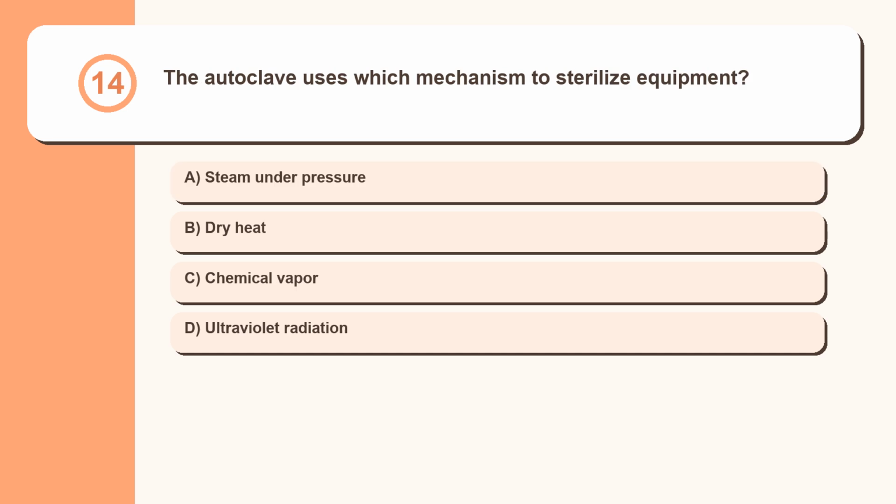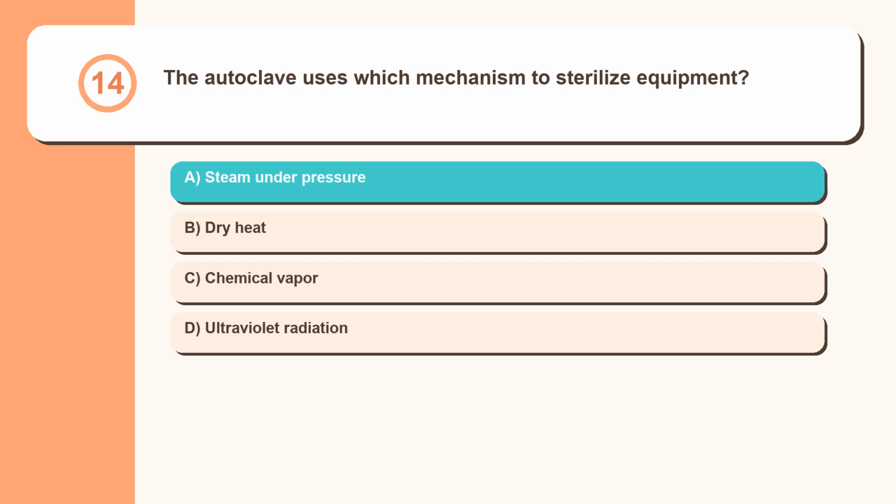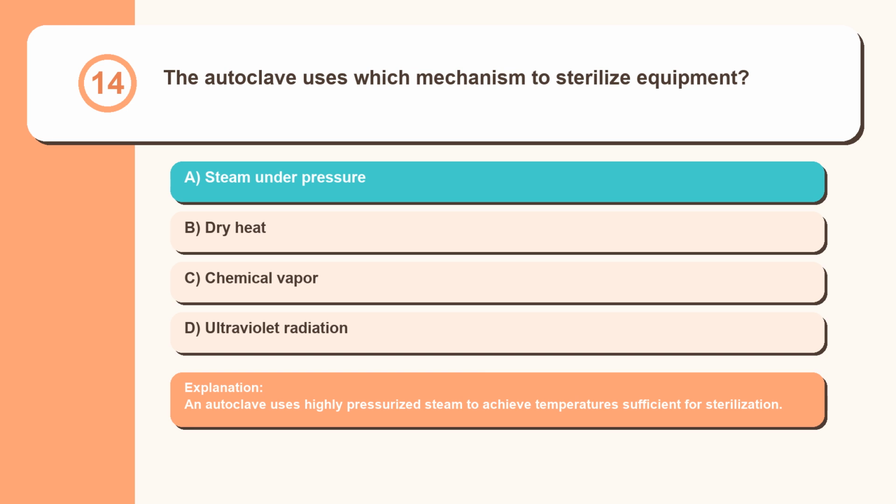Question 14. The autoclave uses which mechanism to sterilize equipment? Steam under pressure, dry heat, chemical vapor, ultraviolet radiation. An autoclave uses highly pressurized steam to achieve temperatures sufficient for sterilization.